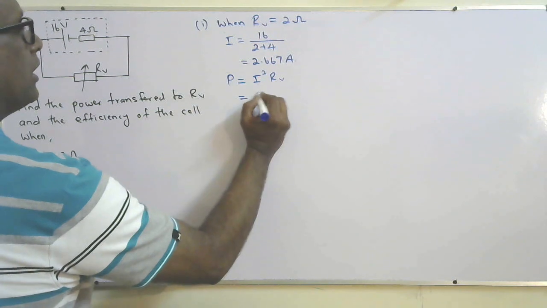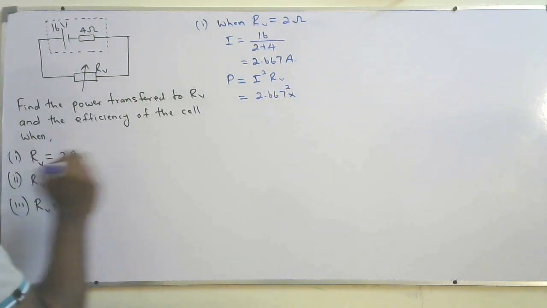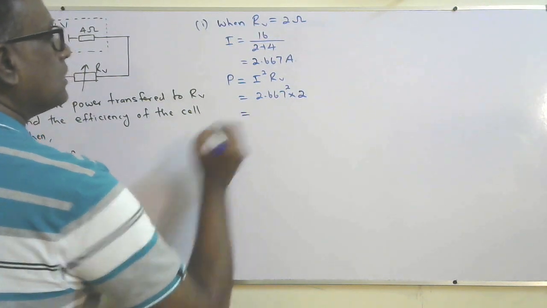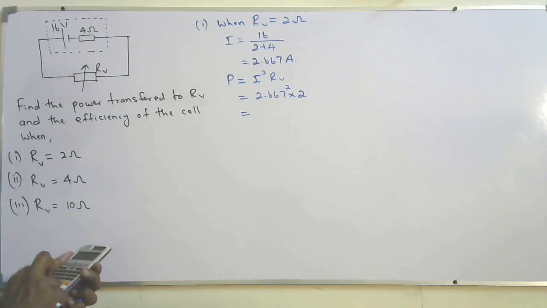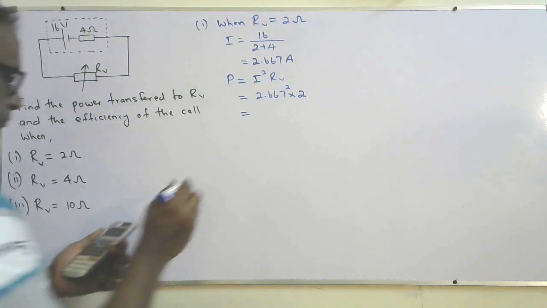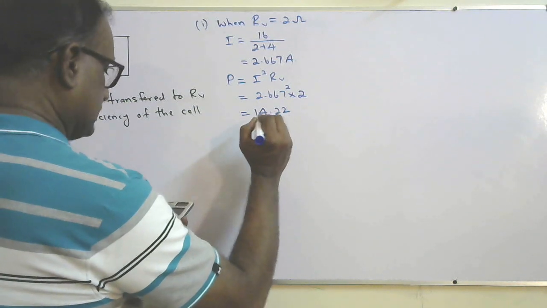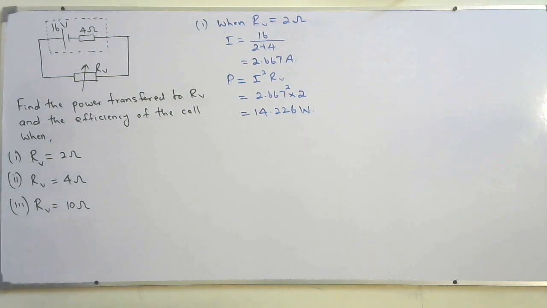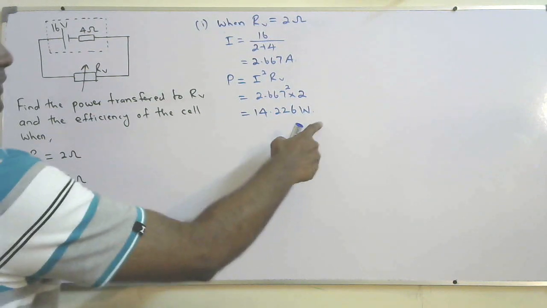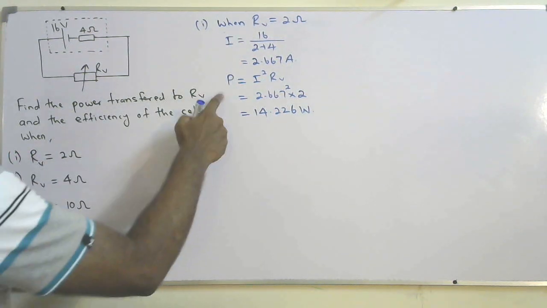So that will be 2.667 squared into RV, which is 2. So that will be 14.226 watts. I'll give it in 3 decimal points. 14.226 watts. So that is the power output.